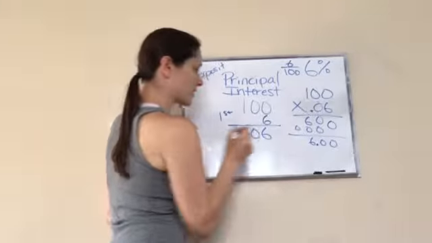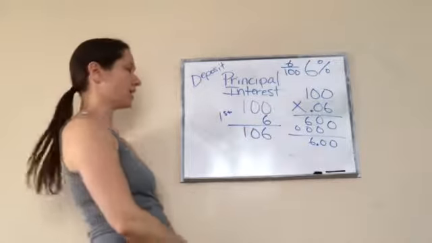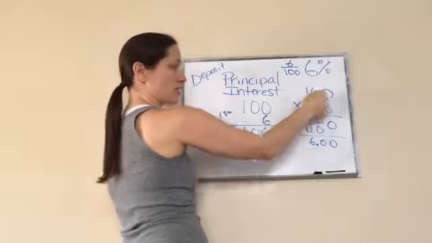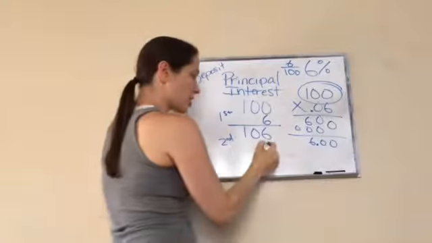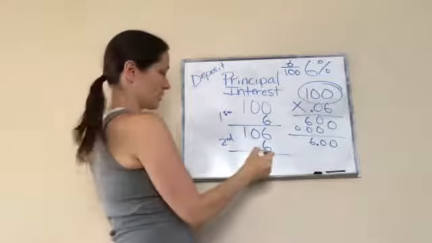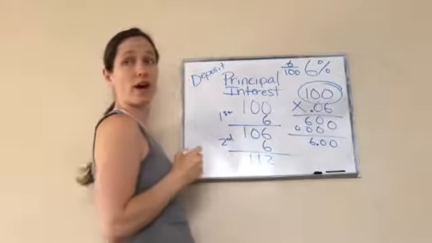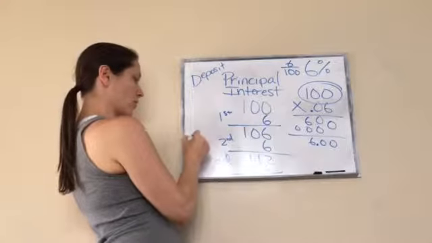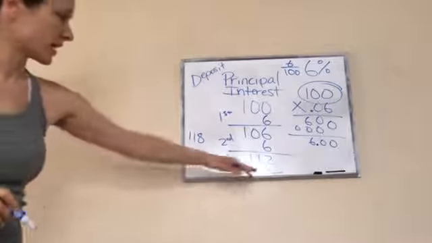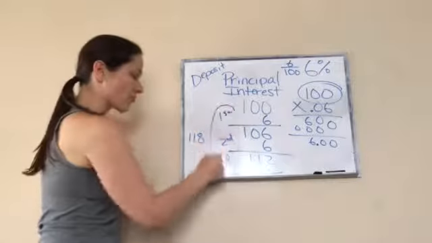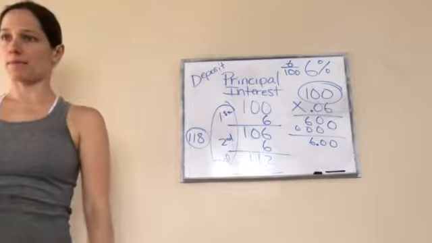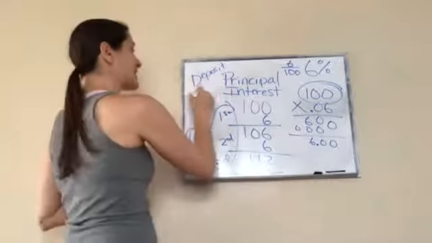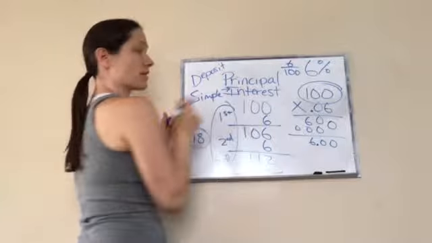So, after the first year, now you have what? $106. Second year, you get 6% of the original amount that you put in. So, you get $6 more. Now you have 112. Third year, you get $6 more, which ends up being 118. So after 3 years, how much money do you have in the bank? 118. So how much did you gain? 18 bucks. Okay, this is with simple interest.